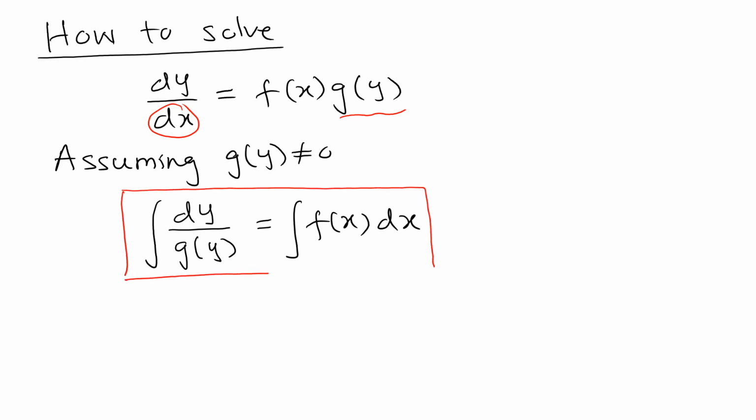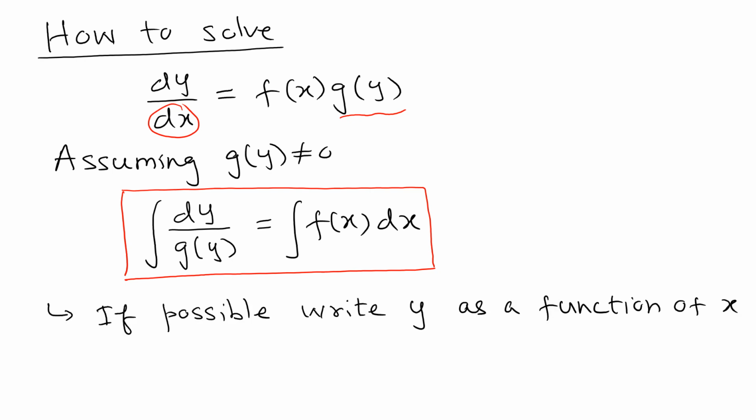So it's not that difficult. You divide, you bring the dy to the other side, or divide, and then dx to the other side, and then integrate. Now what we do after we do that, if possible, we try to write y as a function of x. Sometimes you cannot do that. In that case, we can leave the y as an implicit function. So implicit solution.